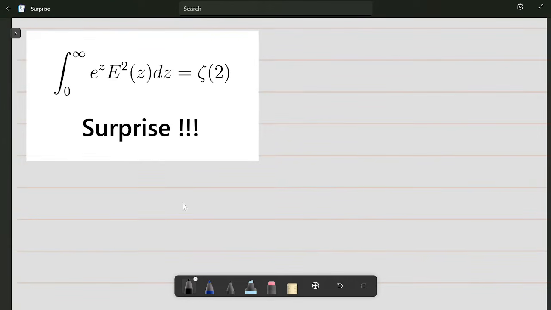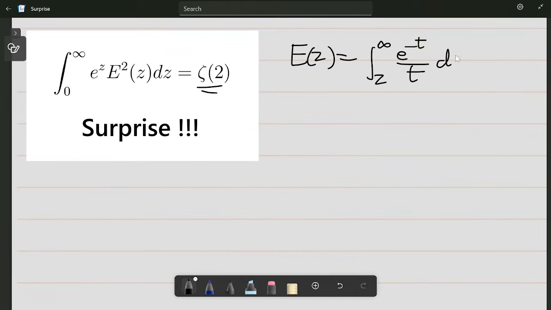Surprise! In this video we will solve this beautiful integral, and the answer is also awesome. The exponential integral of g is defined as the integral from g to infinity of e to the power minus t by t dt, or from 1 to infinity of e to the power minus gt by t dt. You can derive the second one from the first one by a u substitution. Now let's begin the problem.